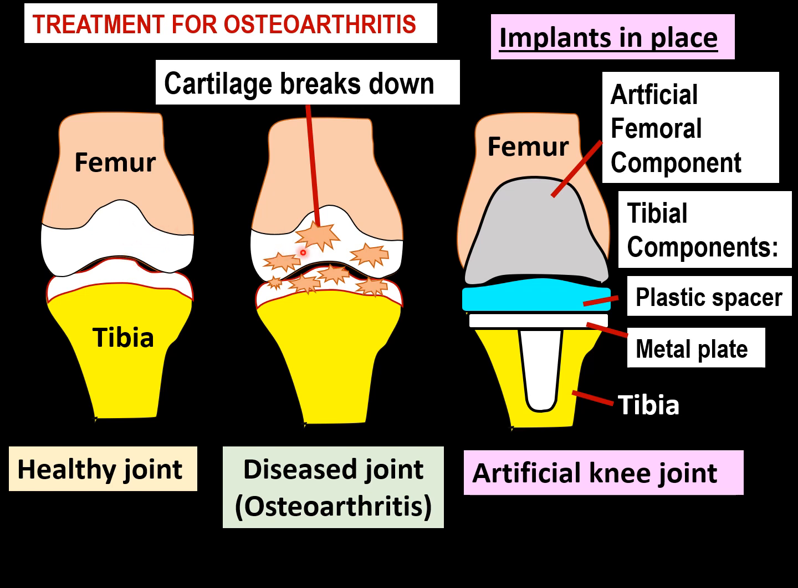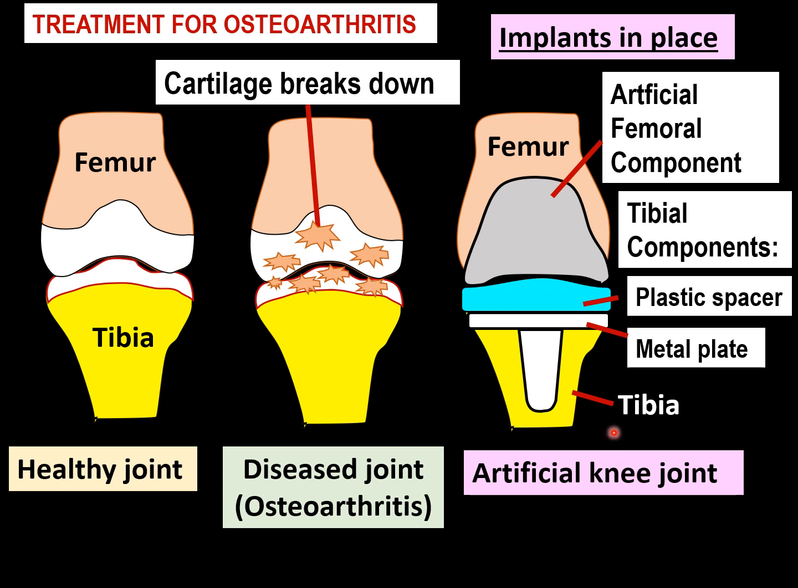So we can see here that the cartilage has broken down, exposing the bones. This is a diseased joint, and it gives rise to osteoarthritis. So the person can go for treatment to get an artificial knee joint when the condition is very severe.